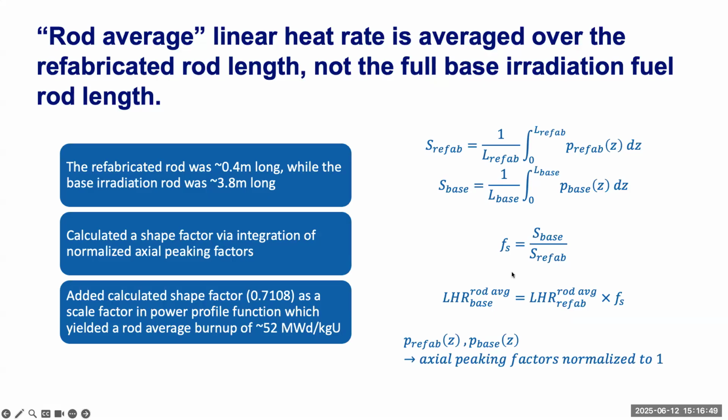Now, looking at the rod average linear heat rate, it was also presented as data over the refabricated rod length, not the full base irradiation fuel rod length. So I was able to rescale this power profile to a longer fuel rod length and take that scaled power profile and apply that to this full length fuel rod.